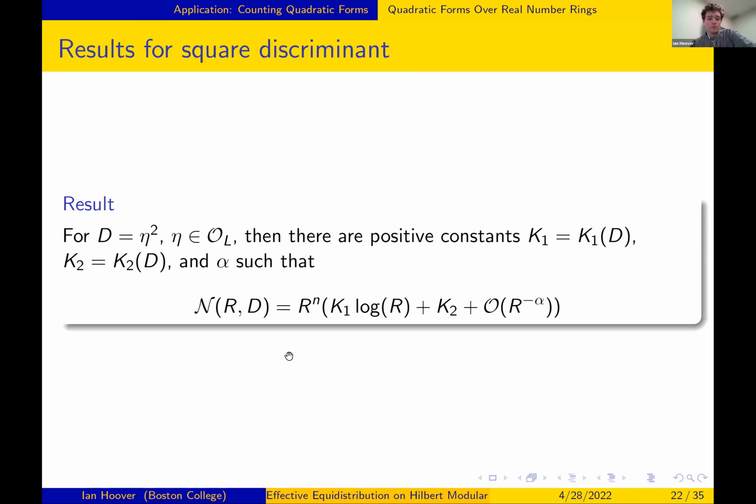So the number of forms of norm less than R of discriminant D is given by an explicit result here, and our constants are of course dependent on D. So this is just an application of the equidistribution result.